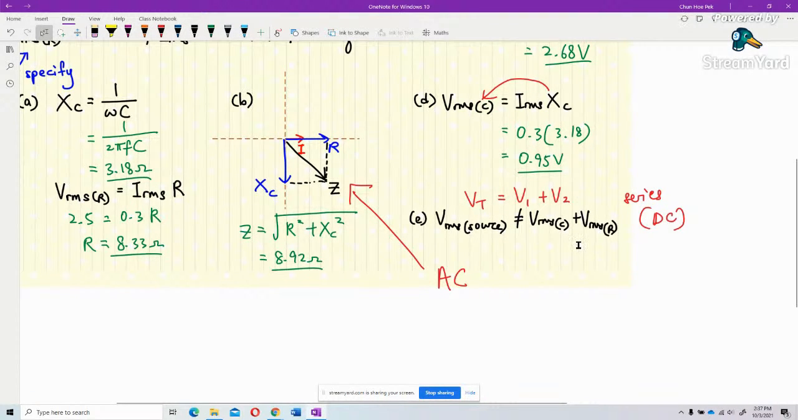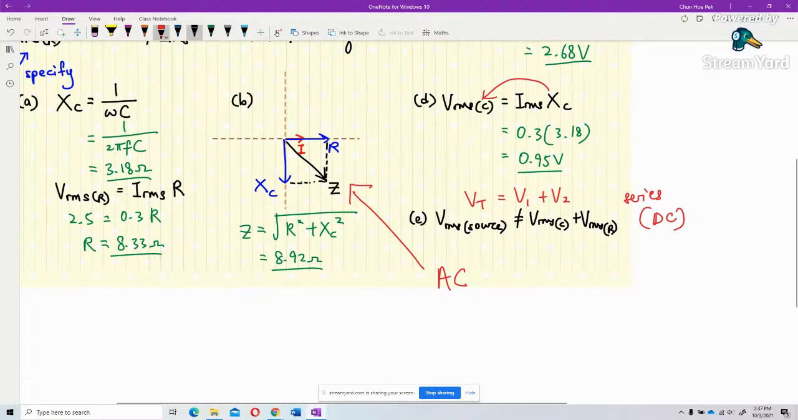Understand or not? Because why? Because they are not in phase. The values are not in phase. At a certain time the resistor voltage is maximum, but at that time the voltage of the capacitor is 0. So they have different voltage at different time. So you cannot just total them up. That's for DC only. For AC, you have to do a phasor diagram.